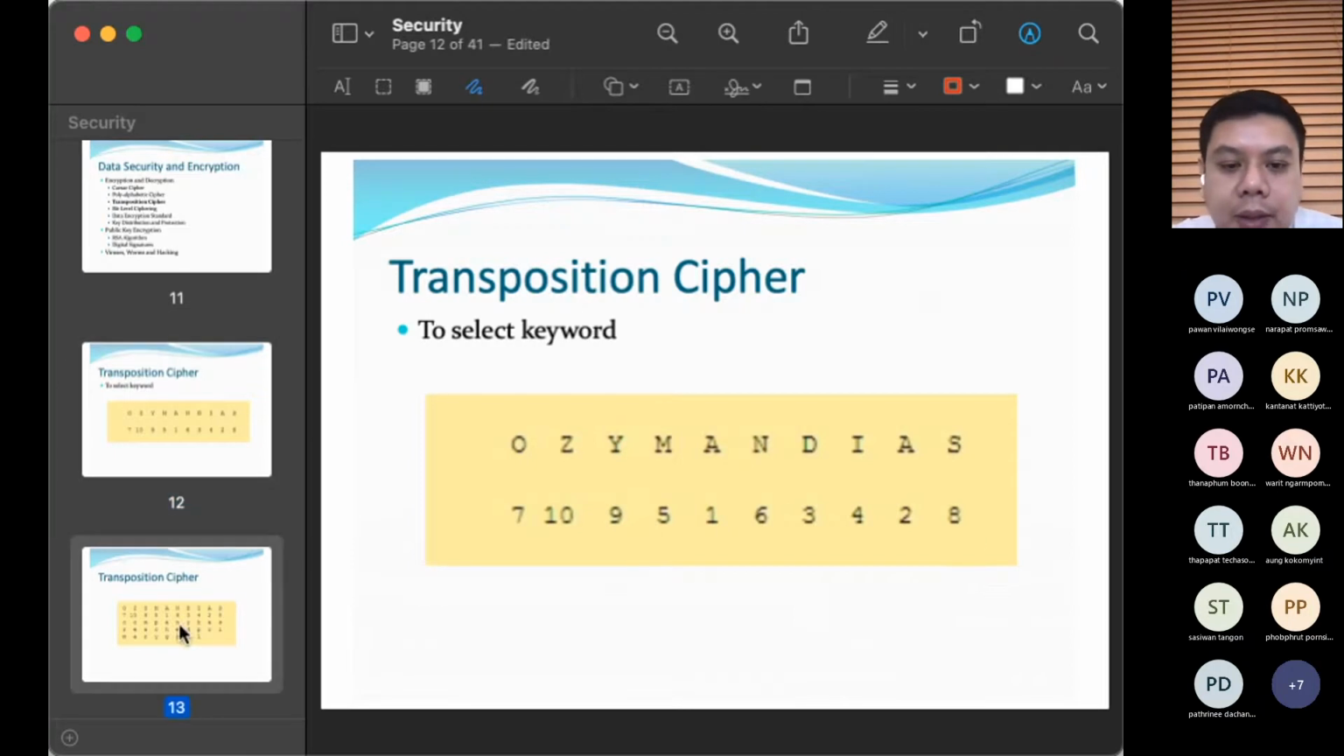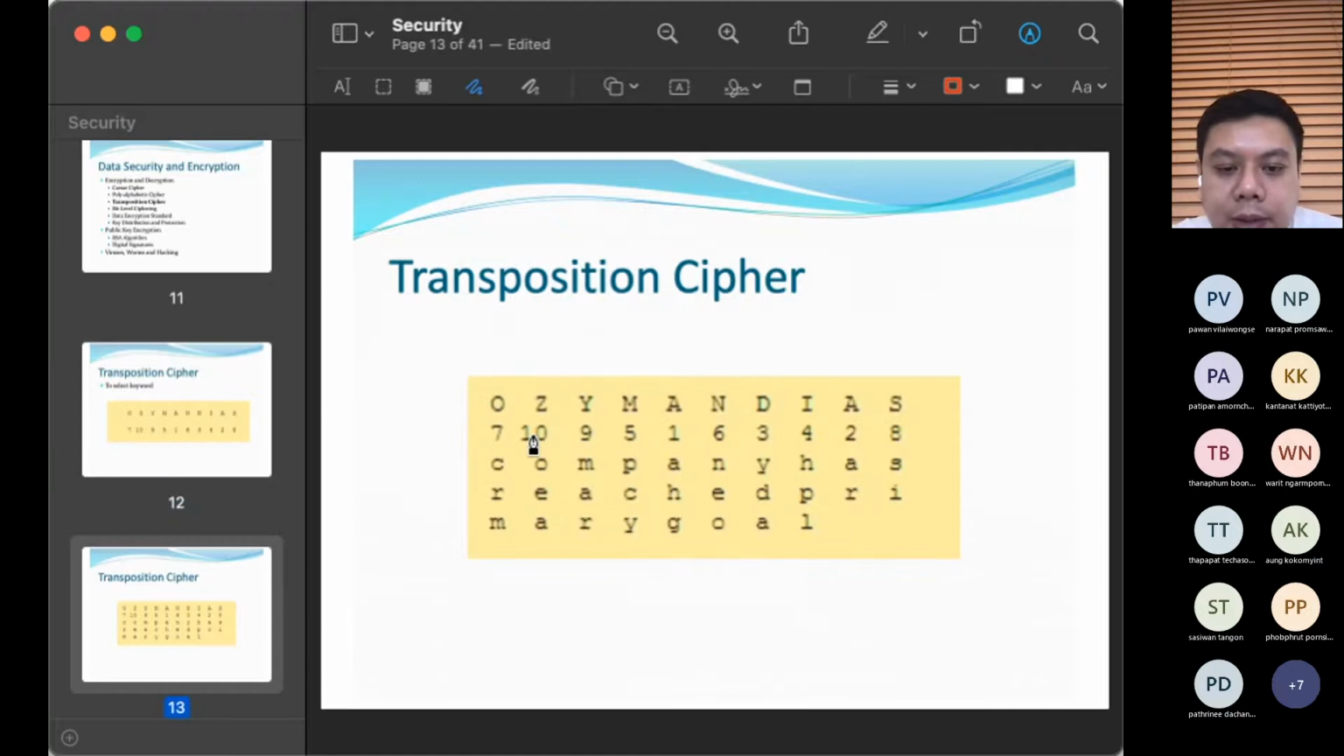What we do is set that up in the first 2 lines here, and we put the message that we would like to send. For example, the words "company has reached primary goal." This is quite an important message. For example, if you know one company has reached an important goal, you can buy the stock and get millions, if you're really sure that the news is correct.